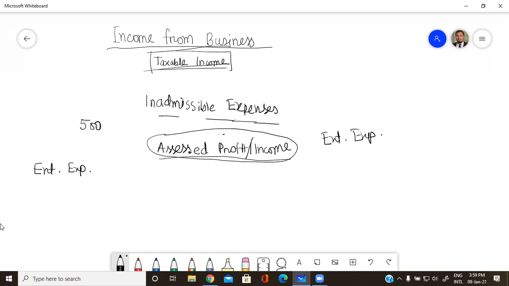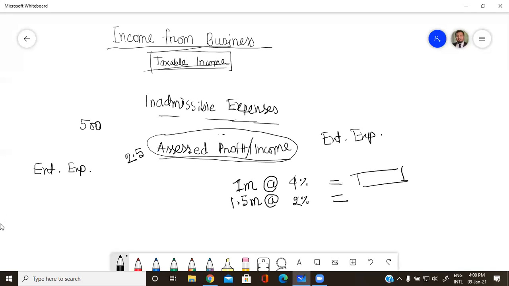The rule is that on the first 1 million or 10 lakhs of your assessed profit, you need to multiply by 4%. Say your assessed income is 2.5 million, without considering the entertainment expenses. For the first 1 million, you take the 4%. Okay, you have got a figure here. Now, in the remaining assessed profit, how much is remaining? You have already considered 1 million. The remaining is 1.5 million. On 1.5 million, you need to take 2%. Now you'll get another figure.